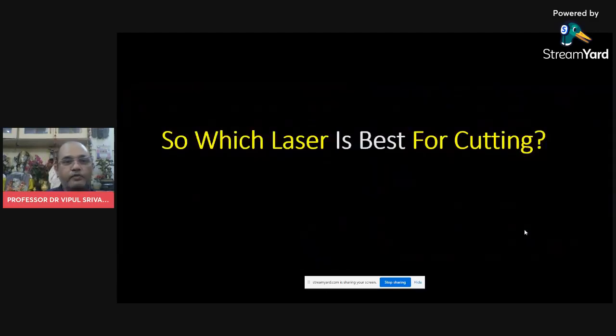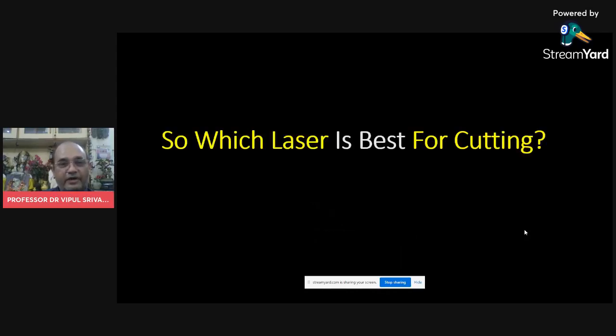Again, which laser is best for cutting? Like I just mentioned, no single wavelength serves the purpose. If you go by the articles, these are the traditional wavelengths of laser which were available, and then I'll go into more detail. So let's see a small video where I've compiled different wavelengths of infrared and near infrared laser devices.